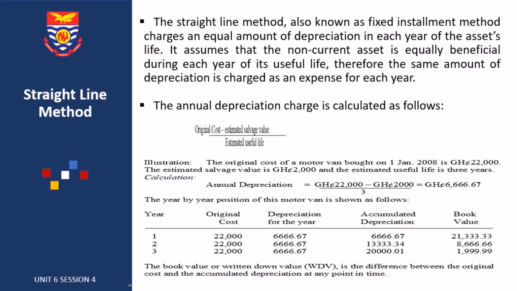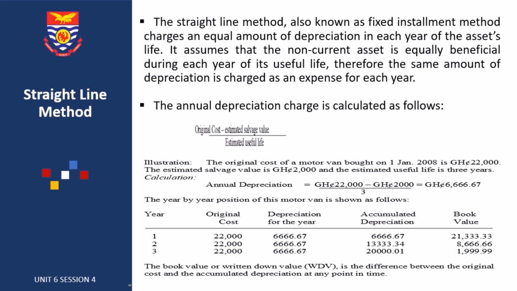8,666.66. In year 3, the cost of the asset is 22,000. Because we are using the straight line method of depreciation, the depreciation charge for year 3 will also be the same, 6,666.67. So the accumulated depreciation will be the sum of the depreciation for year 1, year 2, and year 3.